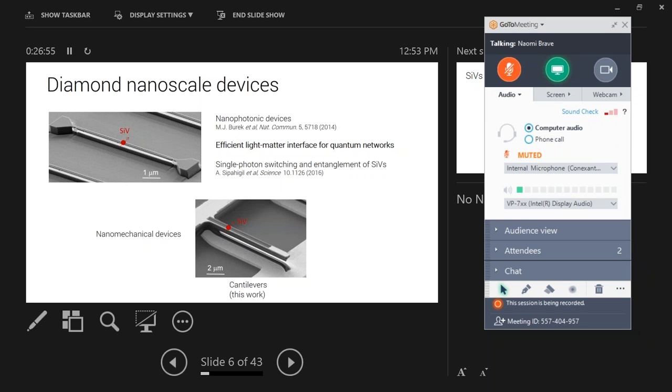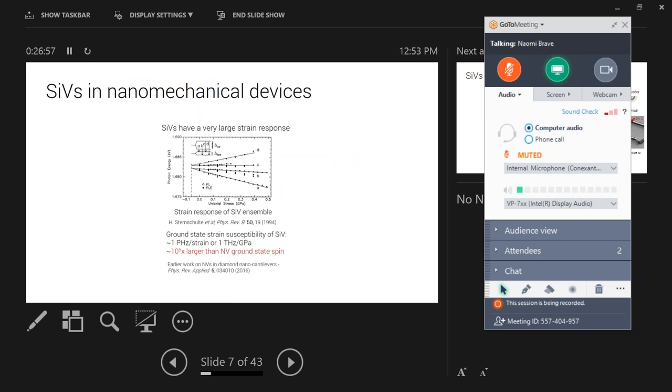SiVs in particular are interesting nanomechanical structures because it's known that they have a very large strain response. So the electronic levels of this defect can shift a lot with strain, and this has been measured in the 90s in the early days of color center spectroscopy. In fact, the ground states of this defect respond to strain about 5 orders of magnitude larger than the NV ground state for very fundamental reasons, and we can discuss that later.